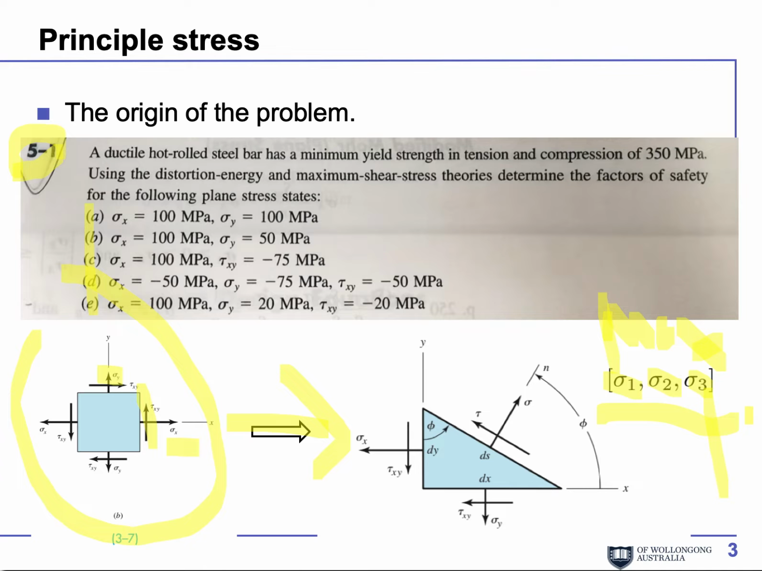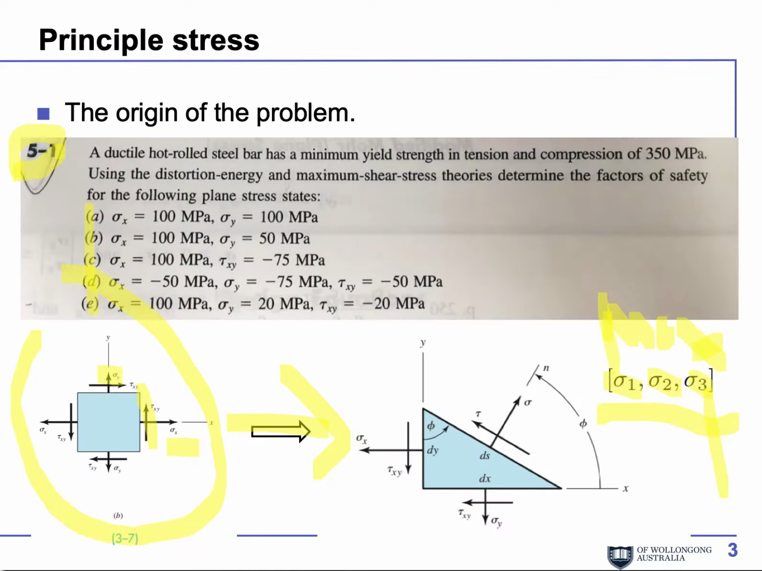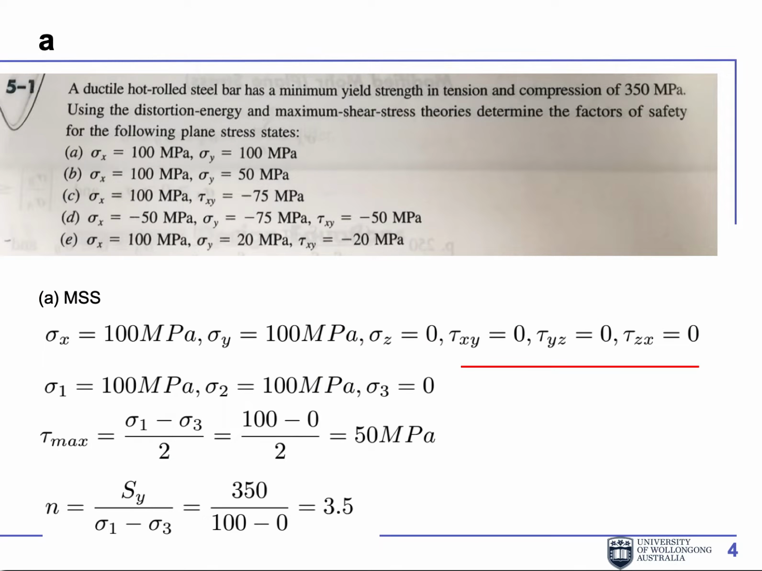We have to reorder them before we can carry on to use this theory, because this one's the biggest and smallest. Over here, we get 2 out of the 3. We don't know which one is biggest or smallest until we compare with the 0 value. Okay, so let's look at these 5 cases.